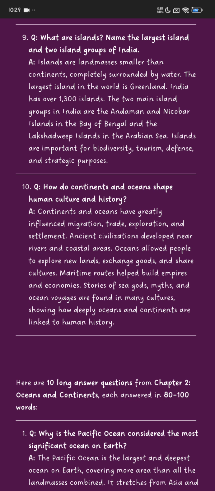Maritime routes helped to build empires and economies. Stories of sea gods, myths, and ocean voyages are found in many cultures, showing how deeply oceans and continents are linked to human history.